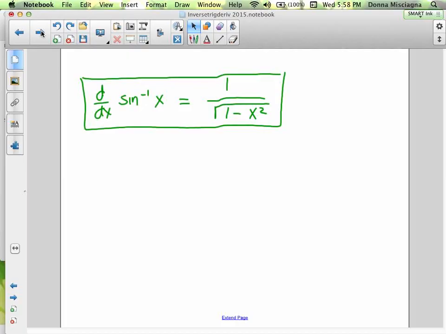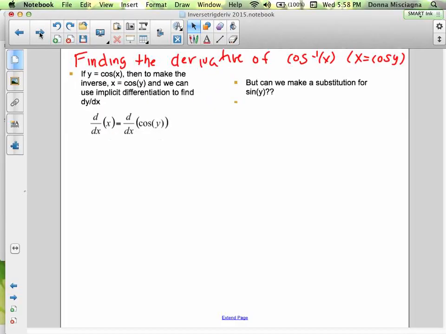And secondly, if you ever forget the formula for the derivative of arcsine, you can derive it as well. Only took me 4.5 minutes, and that's with me talking. Let's do the same thing, but for arc cosine.